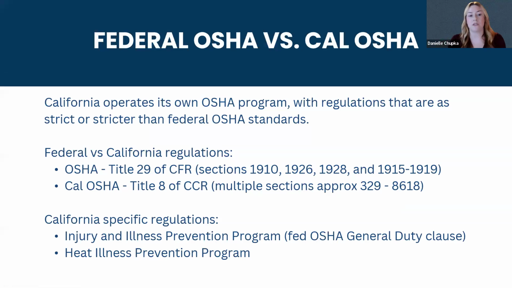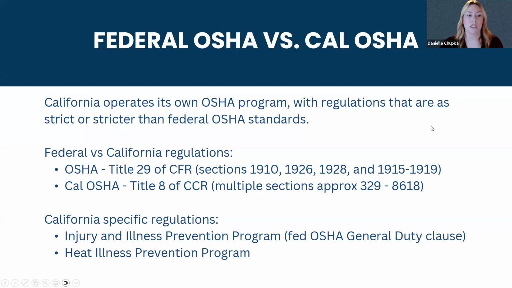Okay, so a little bit of a difference between federal OSHA and Cal OSHA. Cal OSHA operates its own OSHA program with regulations that are as strict or stricter than federal OSHA standards. So when I just talked about the Occupational Health and Safety Standards Board, they are making sure that if there's a new federal OSHA standard, Cal OSHA has a regulation that is just as strict or stricter than that new standard. So they often are trying to keep up with changes, although there haven't been very many with federal OSHA. Cal OSHA has been quite busy within that standards board creating new regulations.